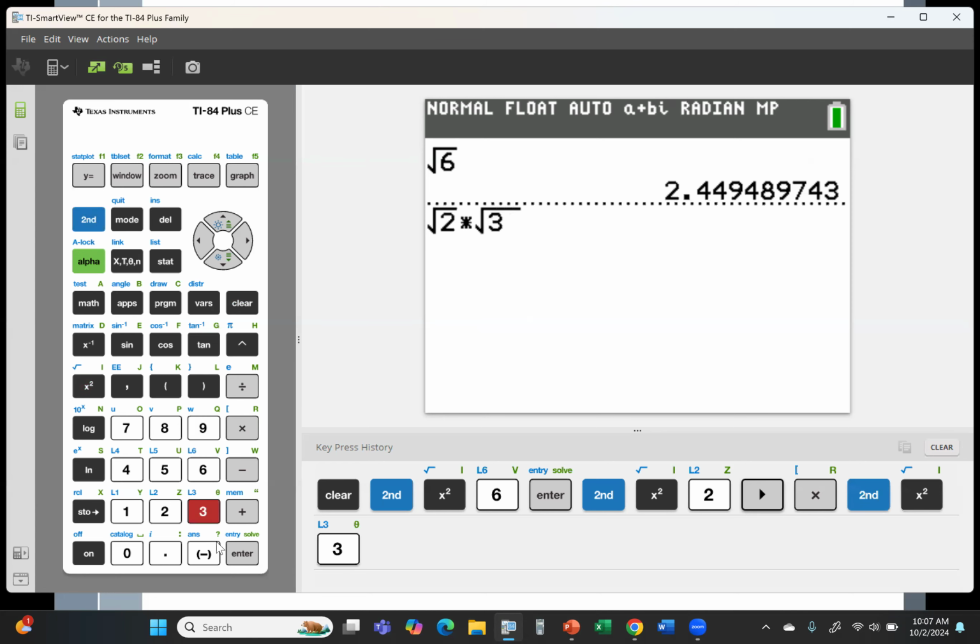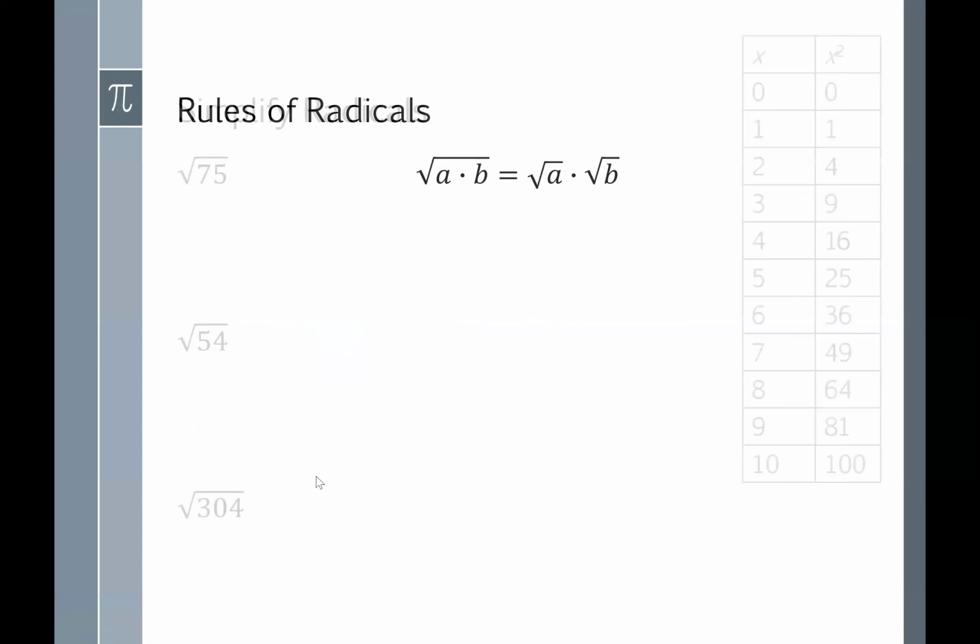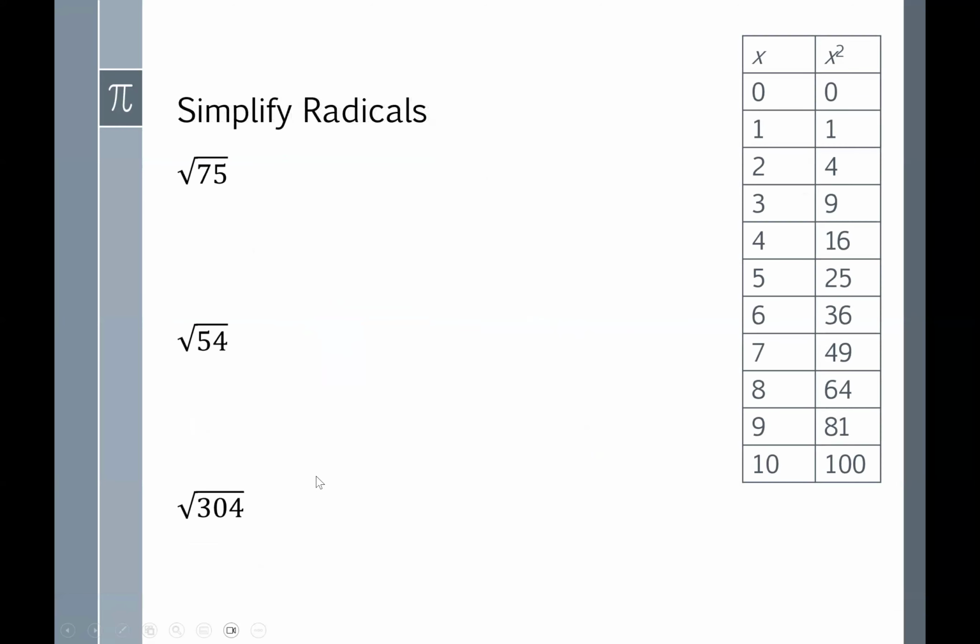Well, it better be the same thing or math falls all apart. So what does this benefit us, this particular rule? Well, what it helps us with is simplifying radicals.